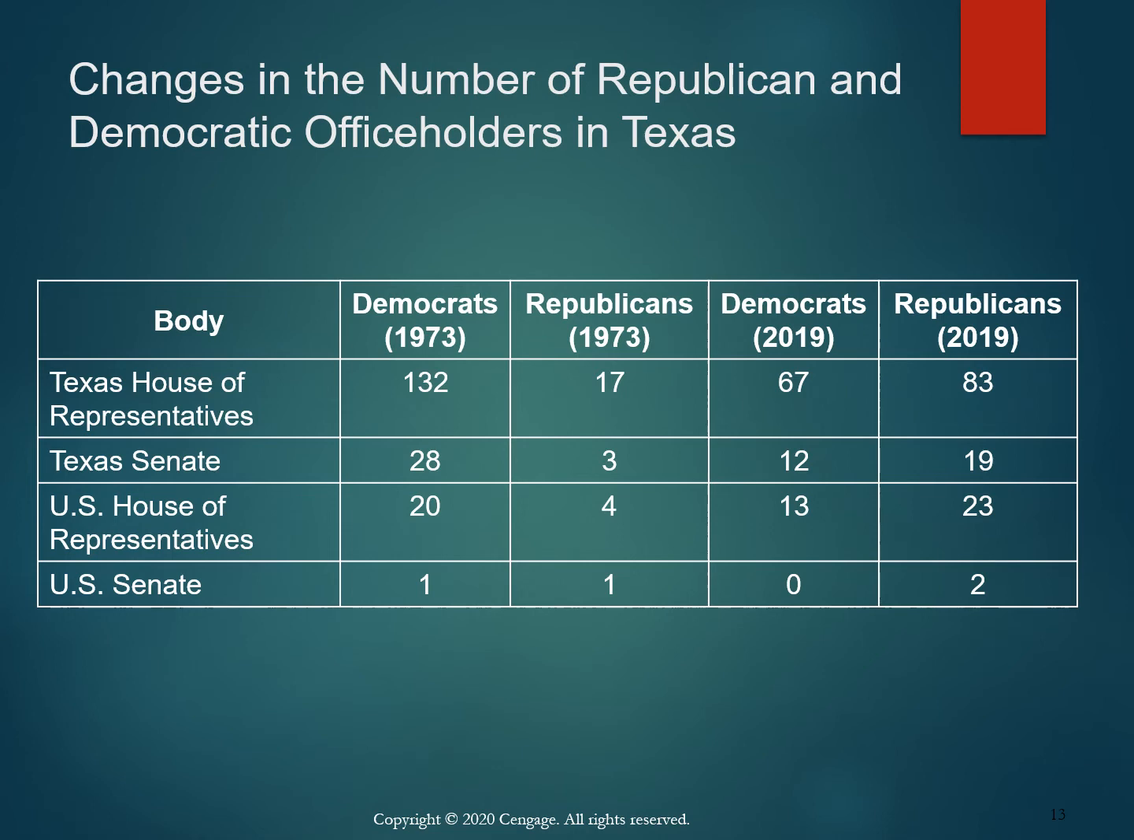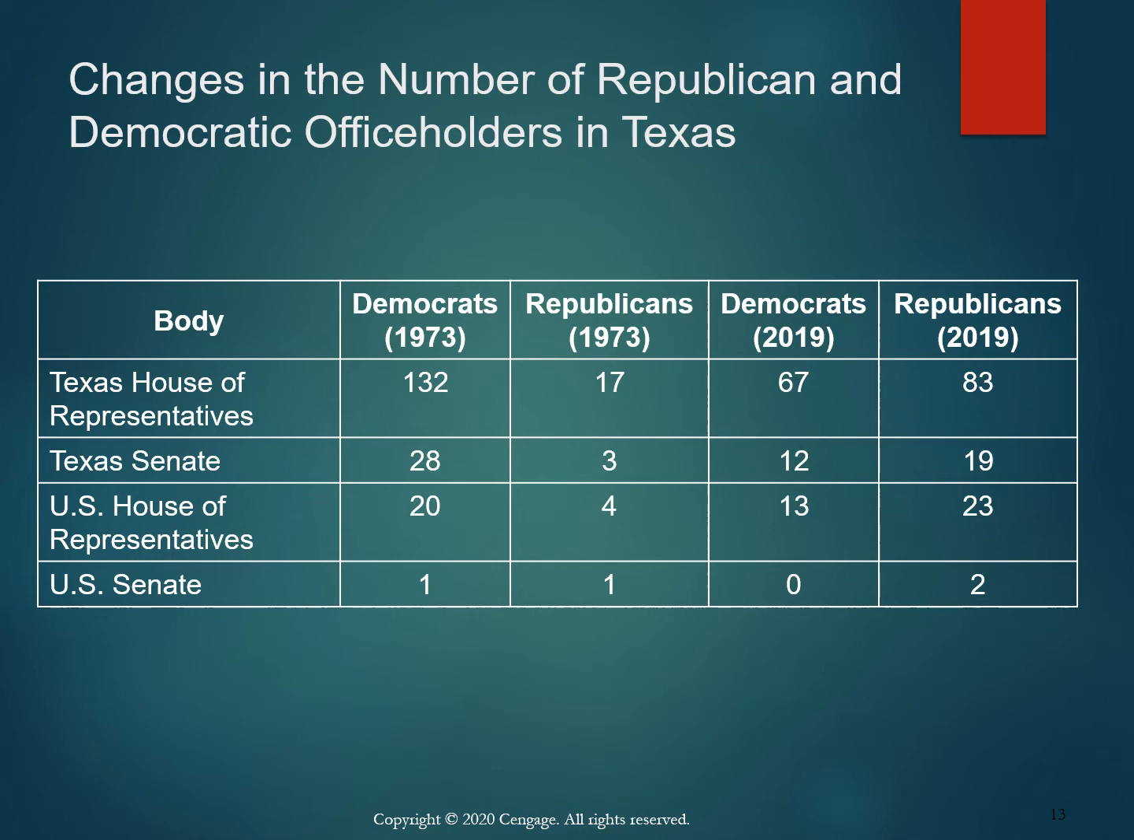So you see that shift. I mean, there's more Republicans in the House now. Well, what about the Texas Senate? Okay, in 1973, there were 28 Democrats and only 3 Republicans. In 2019, 12 Democrats, 19 Republicans.